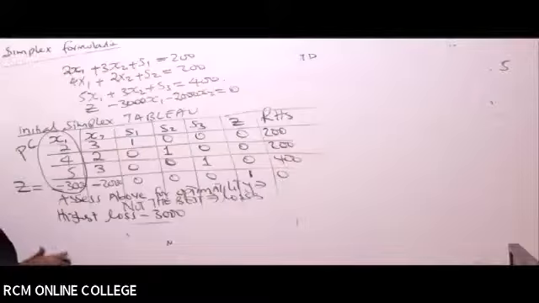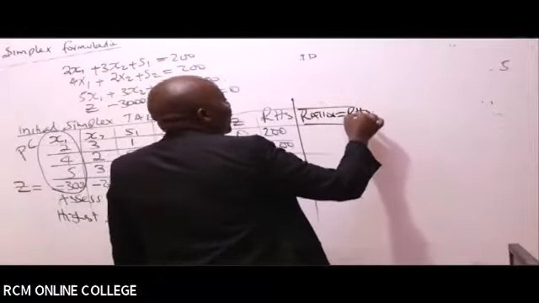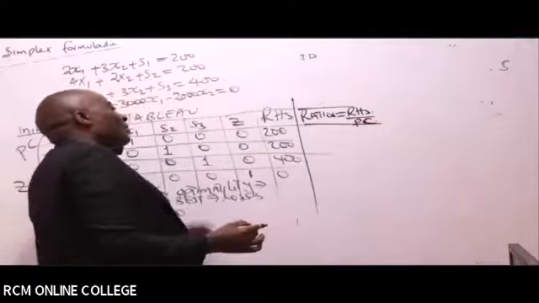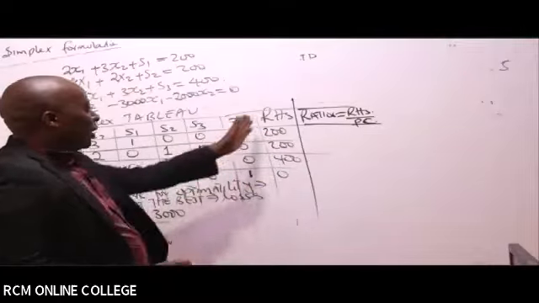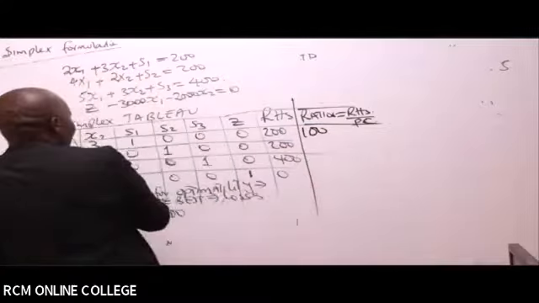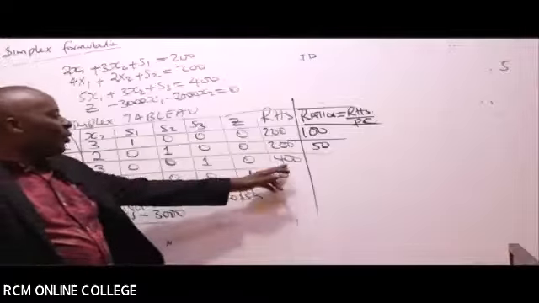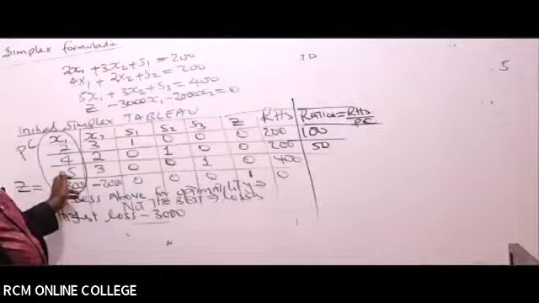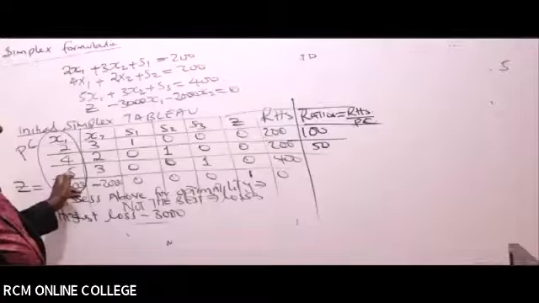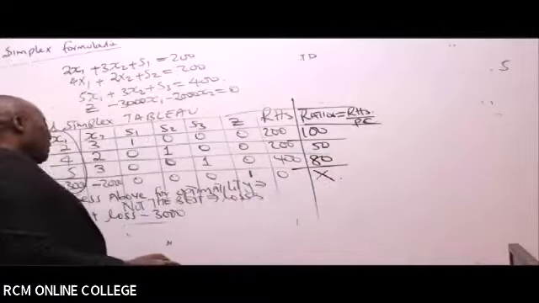Having gotten the pivot column, what do we use the pivot column for? To get ratios, right? So come here and give us the ratios. How do we get the ratios? We take the right-hand side divided by the pivot column. So 200 divided by 2 gives me 100. 200 divided by 4 is 50. And then we have 400 divided by 5, which gives me 80. Thank you so much. Remember, we don't calculate a ratio for the Z row.